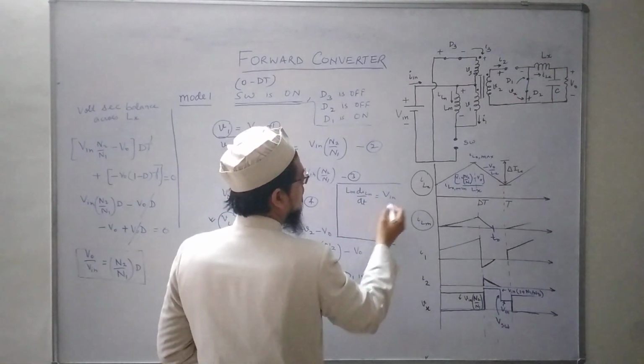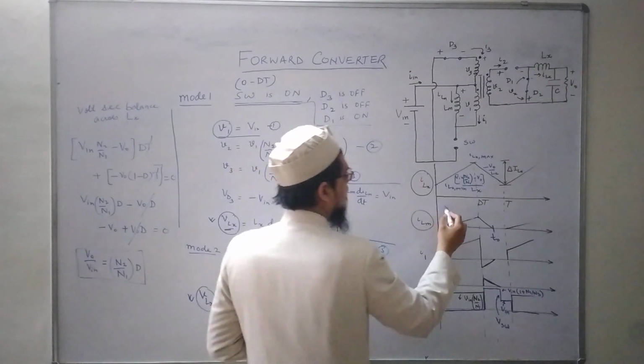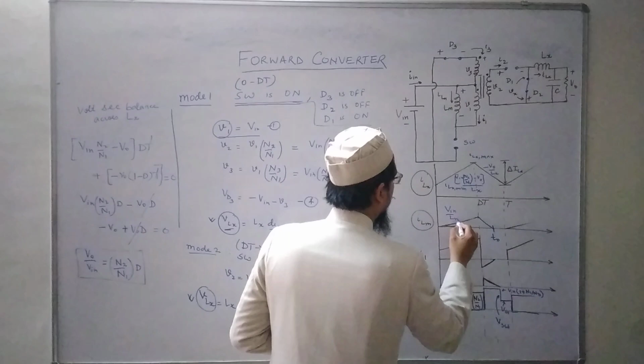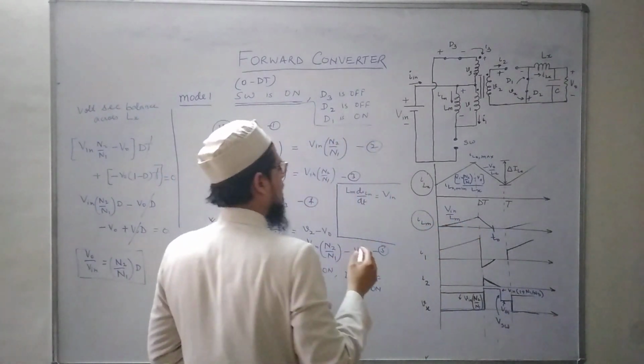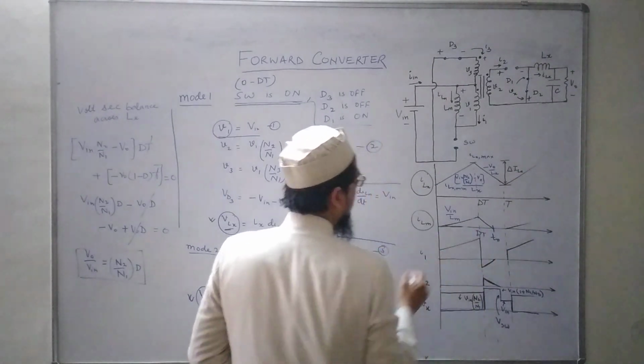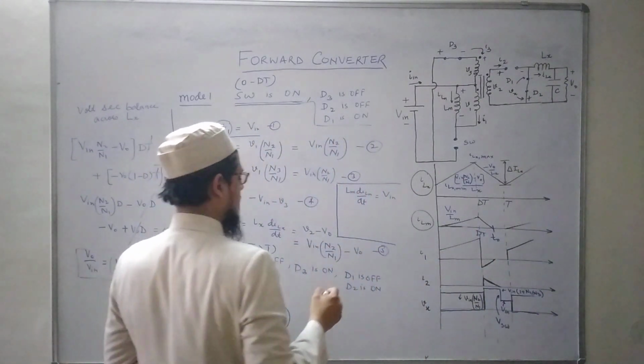It is equal to V in. So that means there is a linear increase in the current waveform. It is Vin by Lm. Similarly, in the interval from dt to t naught, it is linearly decreasing.